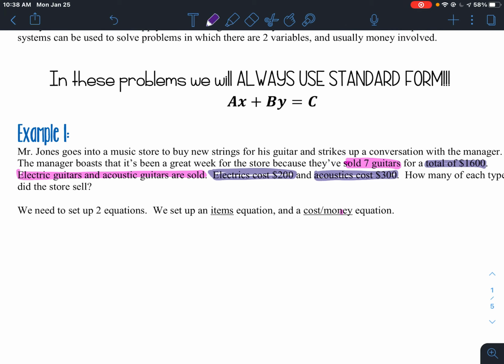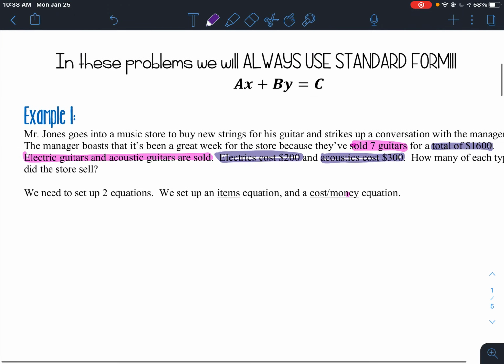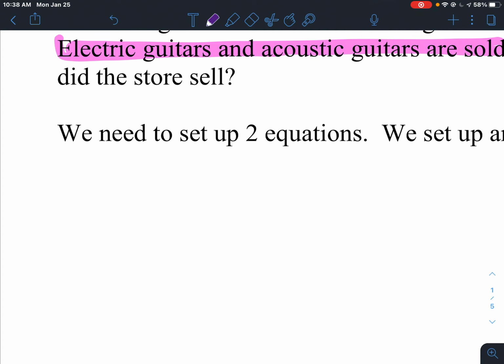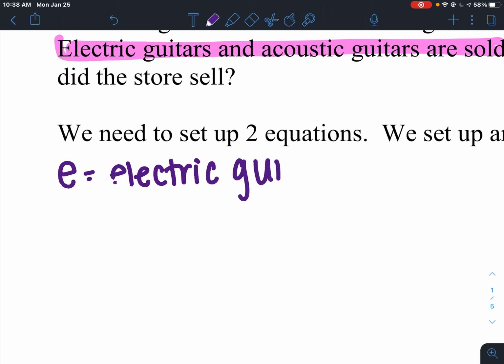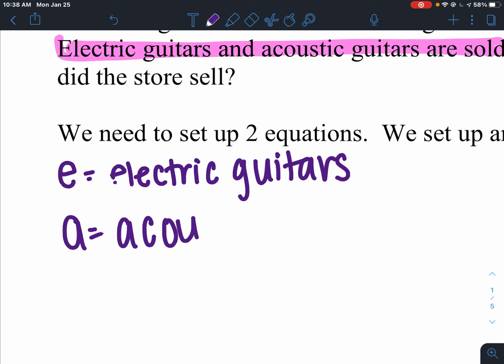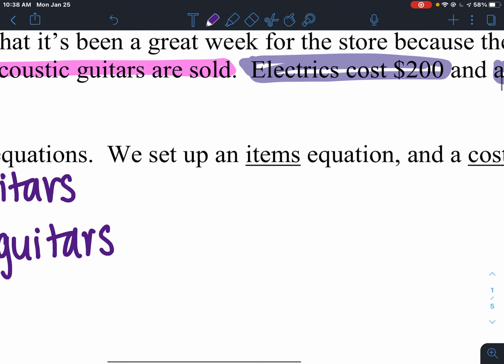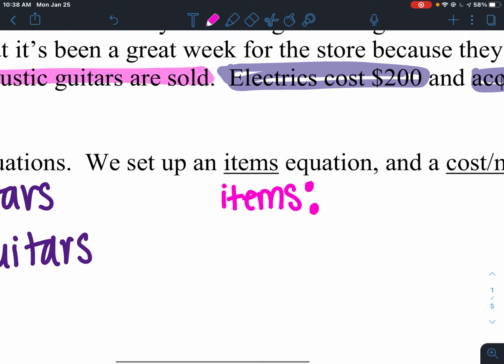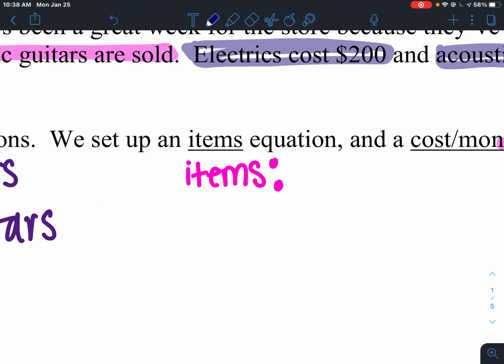Well, first let's use some variables. And remember when we did literal equations where we used variables that had some sort of meaning. So instead of using X and Y, I'm going to use E for electric guitars and A for acoustic guitars. So we'll set up an items equation and we'll also set up the cost equation.